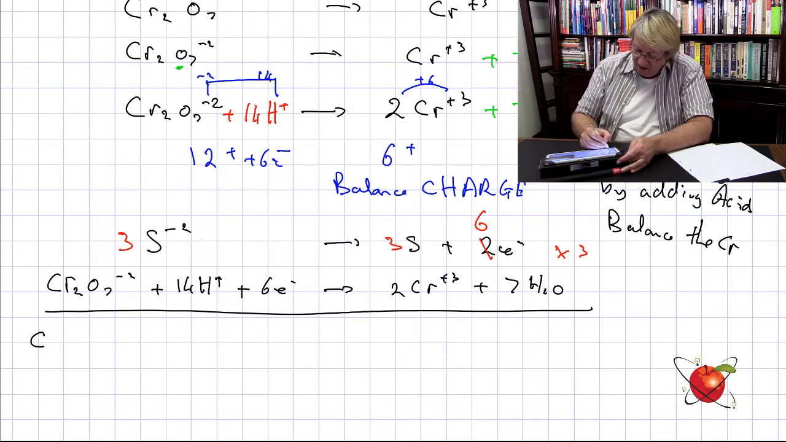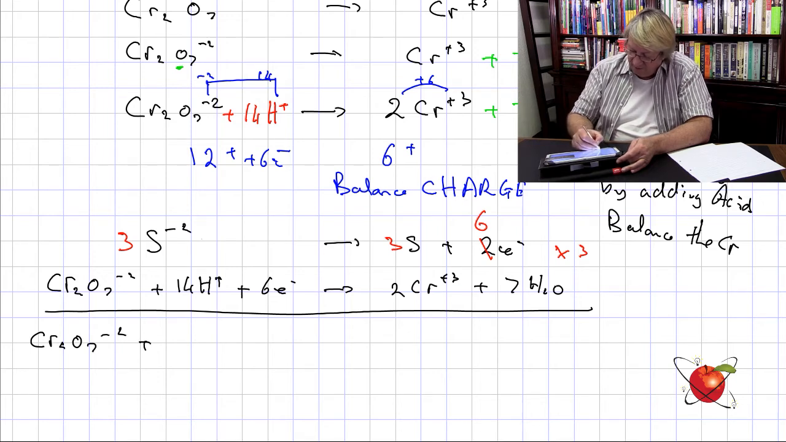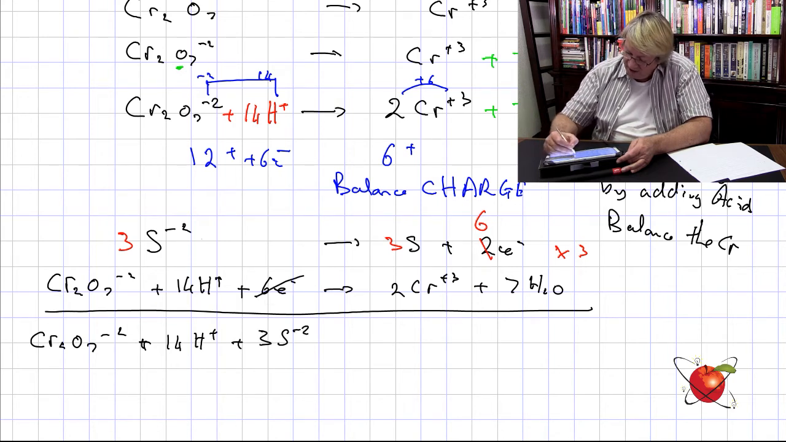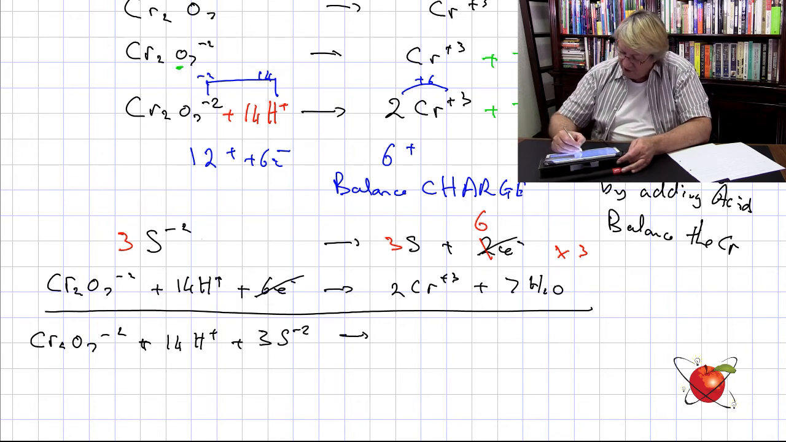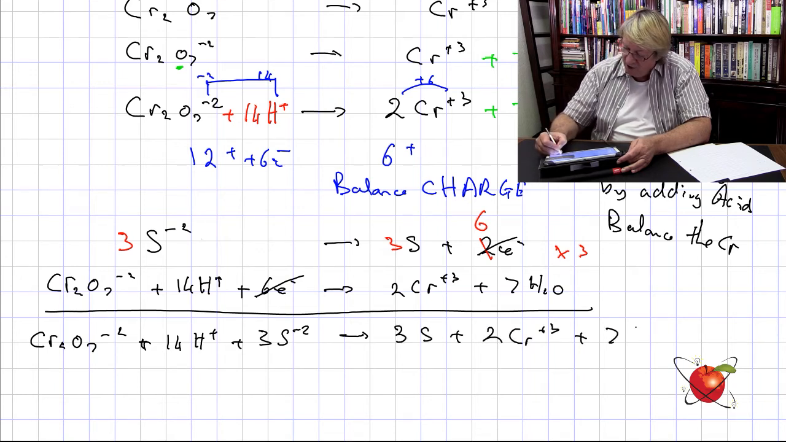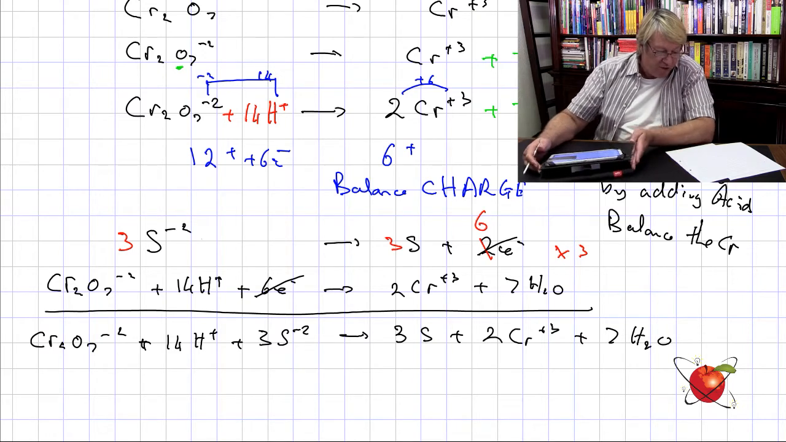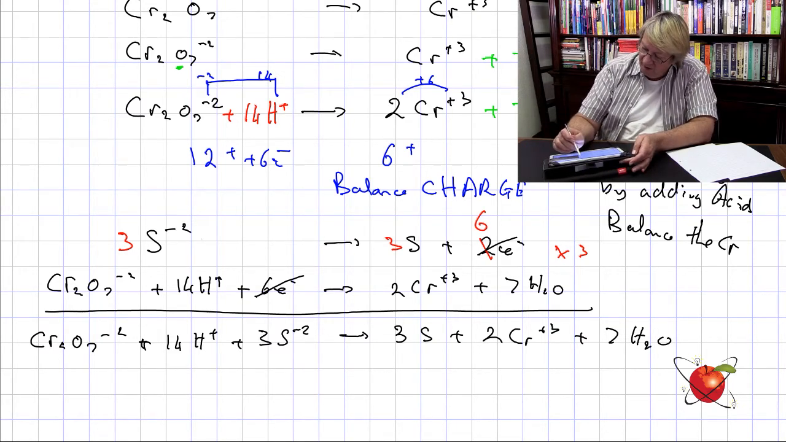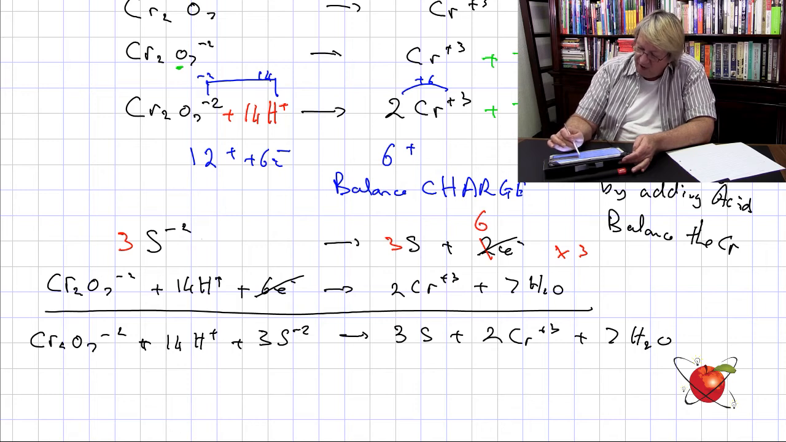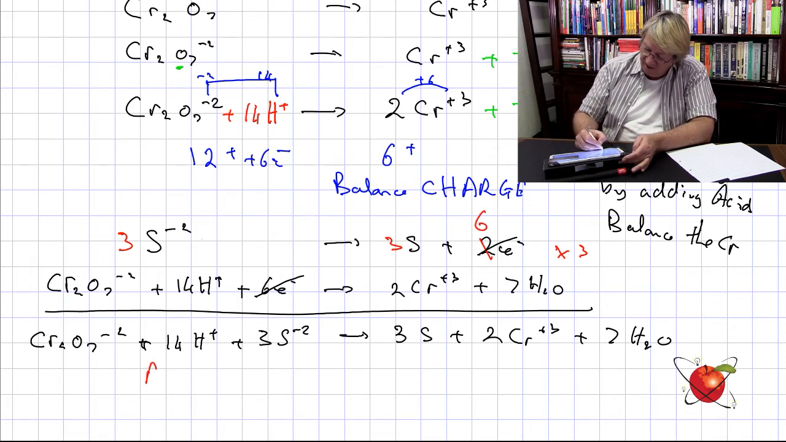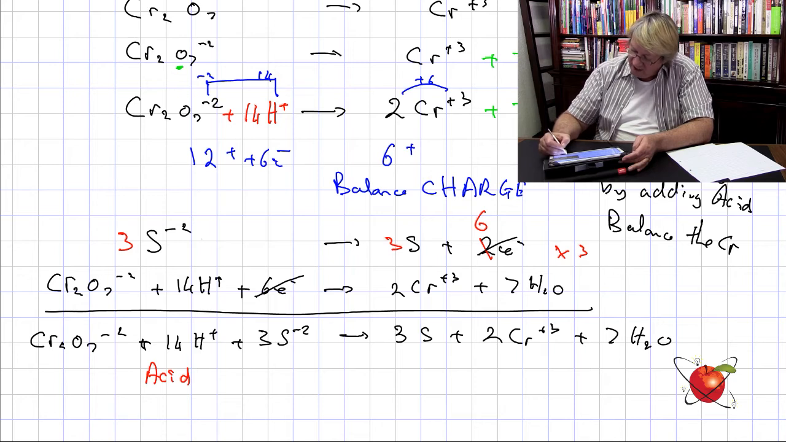So we say it is Cr2O7 minus 2 plus 14H plus 3S minus 2. And remember, the electrons have now cancelled out. Is going to go to 3S plus 2Cr plus 3 plus 7H2O. Okay? And what have we got at the end of the day? Let's just check. Okay, we've got everybody in. There's the acid that we had, and there's the water side of it that we used to do the balance, and we've got everybody else balanced out.